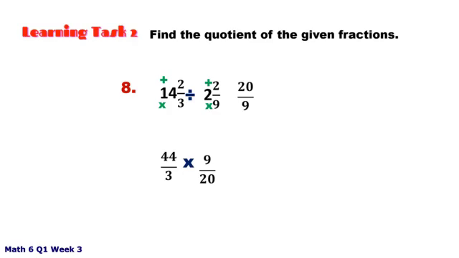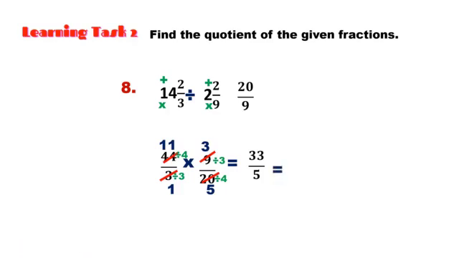Using cancellation, for 3 and 9, divide by 3. 9 divided by 3 equals 3. 3 divided by 3 equals 1. For 44 and 20, the common factor is 4. 44 divided by 4 equals 11. 20 divided by 4 equals 5. Let's multiply. 11 times 3 equals 33 and 1 times 5 equals 5. In mixed fraction, that is 6 and 3/5.